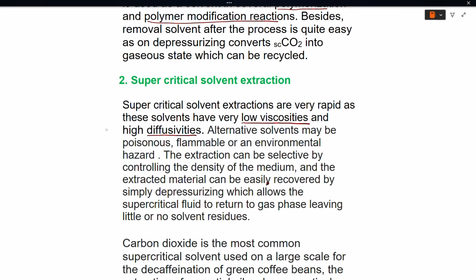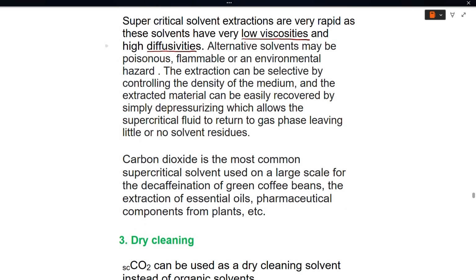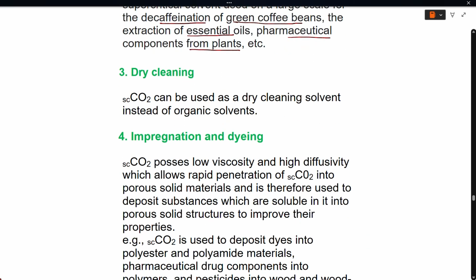solvent for extraction and is mainly used for extraction of caffeine from green coffee beans, and extraction of essential oils and pharmaceutical components from plants. It can also be used as a solvent for dry cleaning, because in dry cleaning we use organic or petroleum solvents, and that can be avoided if you use supercritical carbon dioxide.